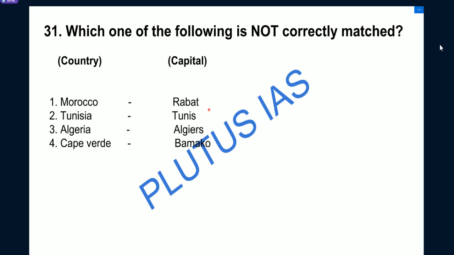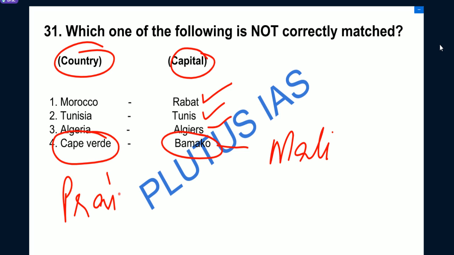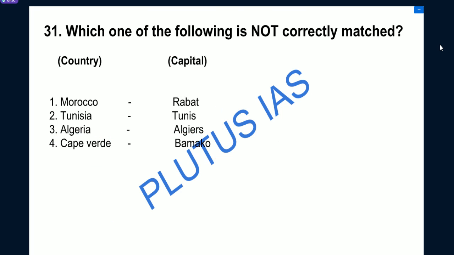Then which one of the following is not correctly matched? Okay, capitals of the countries are given. Rabat is capital of Morocco. Yes, it is. Tunis is the capital of Tunisia. Yes, it is. Algiers is capital of Algeria. Yes, it is. Bamako is capital of Cape Verde. No, Bamako is capital of Mali. And what is the capital of Cape Verde? The capital of Cape Verde is Praia. Okay, Praia is the capital of Cape Verde.